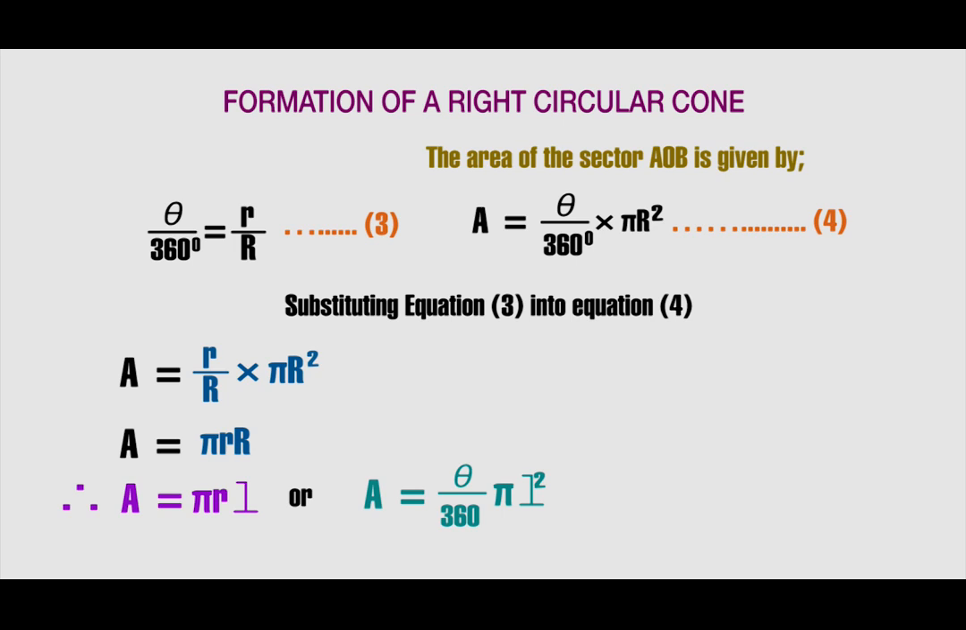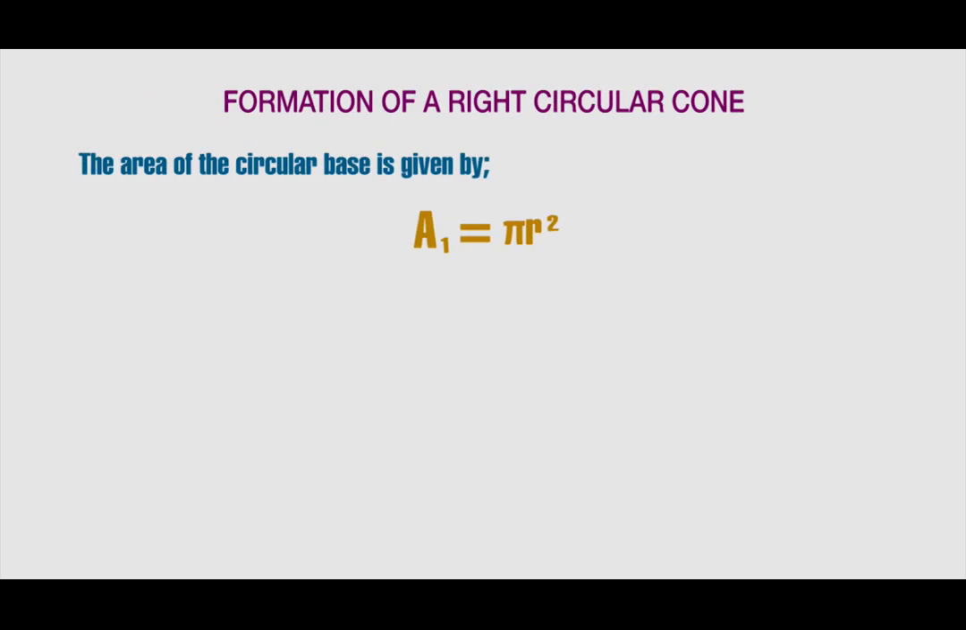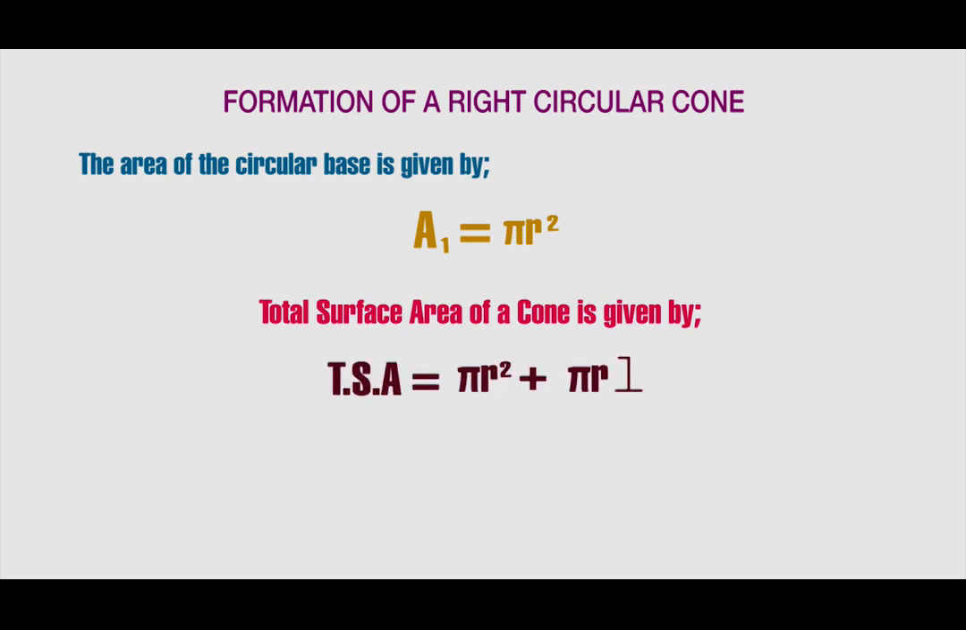The area of the circular base is given by A equals pi r squared. Therefore, the total surface area of a cone is given by total surface area equals pi r squared plus pi r L. This time we are talking about small r. Or we can have the total surface area equal to pi r squared plus theta divided by 360 multiplied by pi L squared.